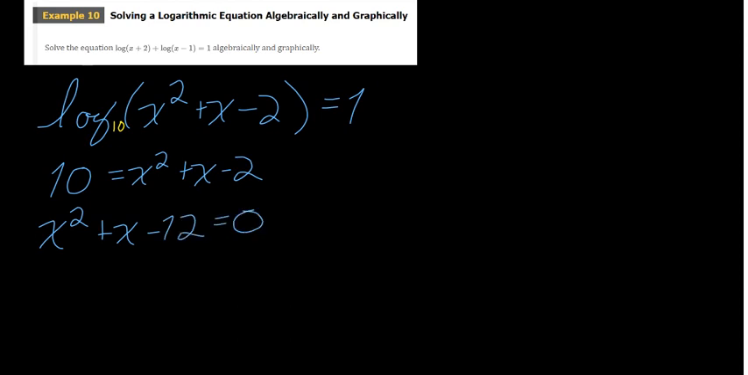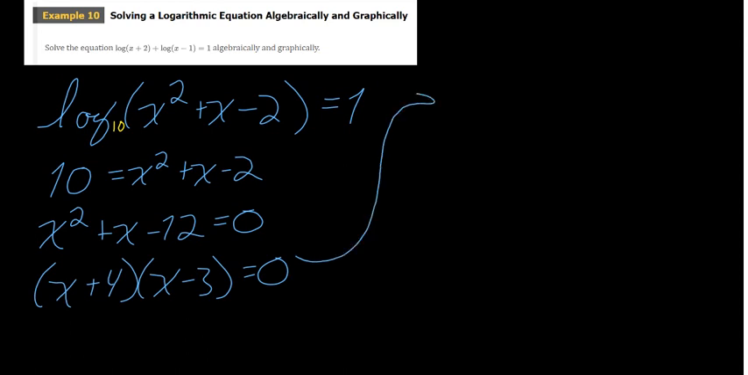Alright, so now I need to factor. It looks like it factors into a pretty easy 4 and a 3. So x plus 4, x minus 3 is equal to 0. And therefore I have x is equal to negative 4, and x is equal to a positive 3.